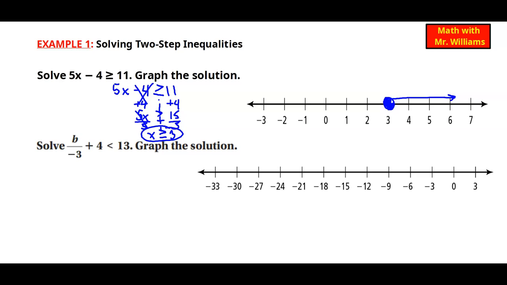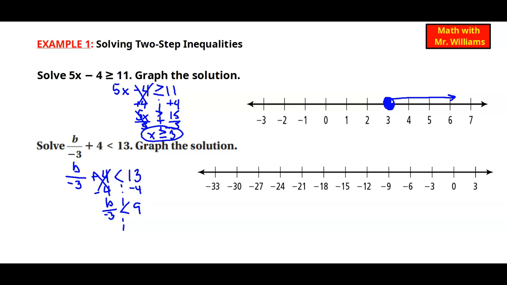All right, on to the second one. We have solve b divided by negative 3 plus 4 is less than 13. So let's write down our inequality. Okay, let's draw our line of inequality. All right, so we want to cancel that plus 4 and the 13 here because of the fact that they are like terms. So instead of adding 4, I'm going to subtract 4 from both sides. This cancels the 4's. We have b divided by a negative 3 is less than 13 minus 4 is 9.